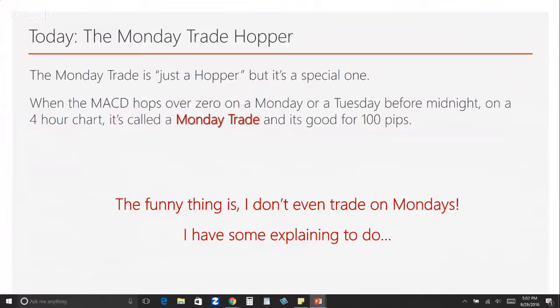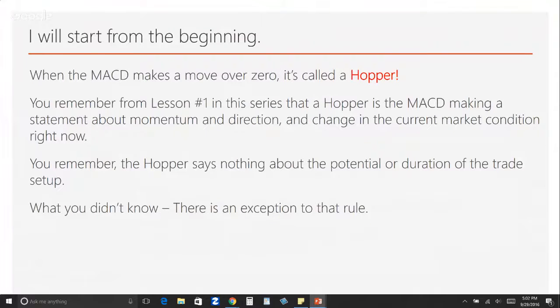We'll start off talking about the Monday trade hopper. The Monday trade is just a hopper, but it's a special one. When the MACD hops over zero on a Monday or a Tuesday before midnight, on a 4-hour chart, it's called a Monday trade, and it's good for 100 pips. Now, the kind of funny thing is I don't even trade on Mondays usually, and I know that I have some explaining to do about that because I am the one that created the Monday trade. So I'll start from the beginning.